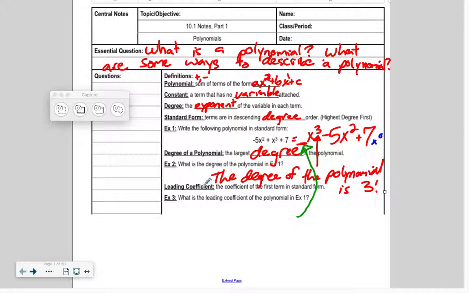I don't actually see a number. So what number is there? 1. We don't actually need to write that down in standard form, but we need to know that there is a 1 there. So 1 is the leading coefficient.